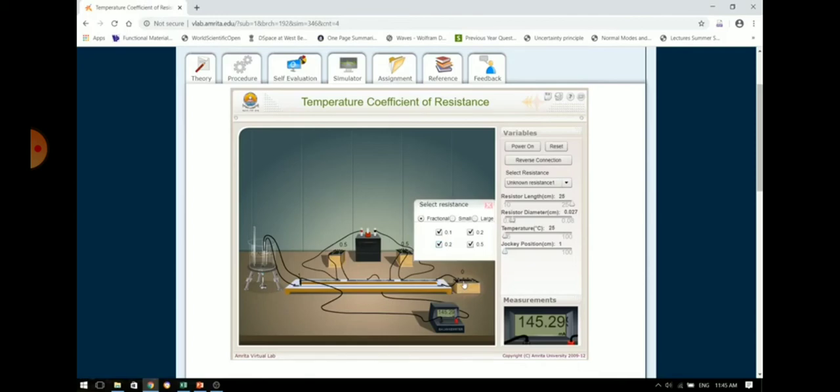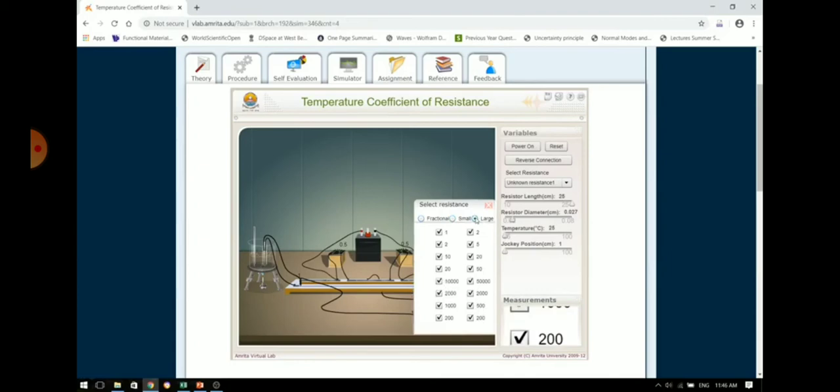And this is your jockey slider, so you have to click on the fractional resistance. We are choosing the different fractional resistance. In the fractional resistance there are three types, small and large, so click on the small, this is the large, so different resistances are there. I am choosing the small resistance. You can choose anyone, but try to start from the minimum, the smaller resistance.